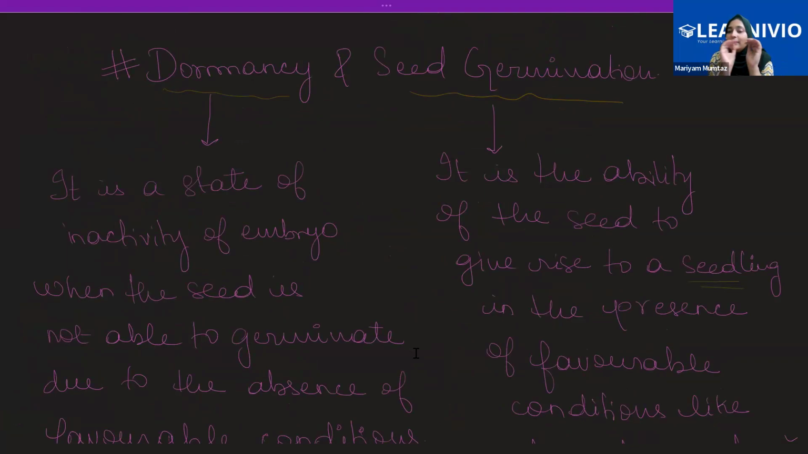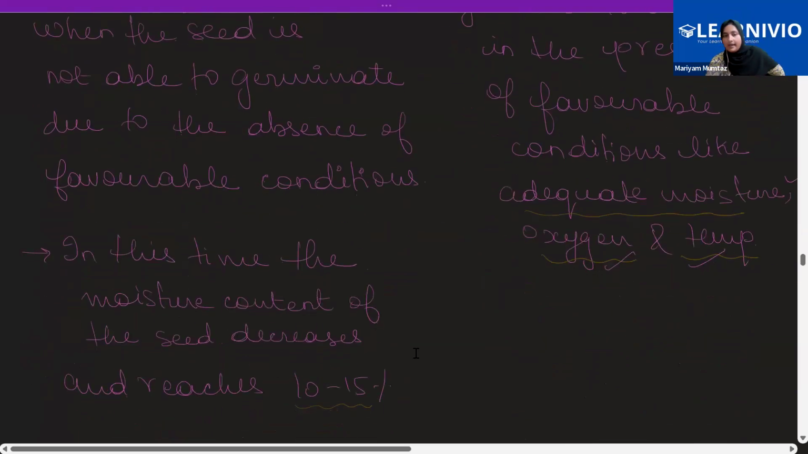Dormancy is when the seed will not germinate. Here, the embryo is inactive. The seed is not going to germinate. Why? This is a protective mechanism, meaning whenever there are not enough favorable conditions, like not enough heat, not enough moisture, not enough oxygen, not the right temperature, the seed is not going to germinate. As a protective measure, it has become inactive. It will not germinate until and unless the favorable conditions come back.